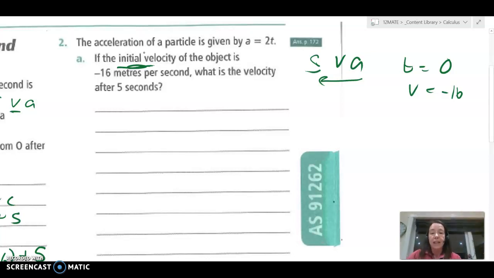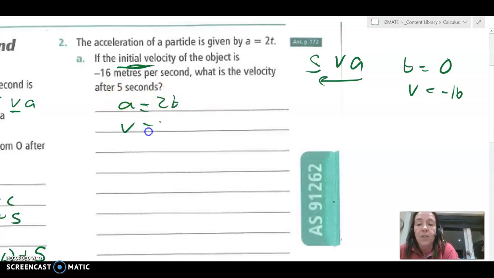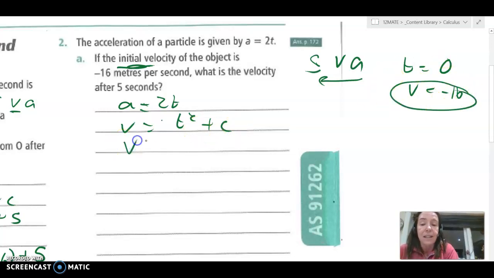So let's go for this. So I've got a equals 2t. So I know that my velocity is going to be t squared, 2 divided by 2, which gives me t squared, plus some c. And I also know that the initial velocity is negative 16, so c must be negative 16 when t was 0. That's a plus c, minus 16, not plus 16. Okay, so I've got that.